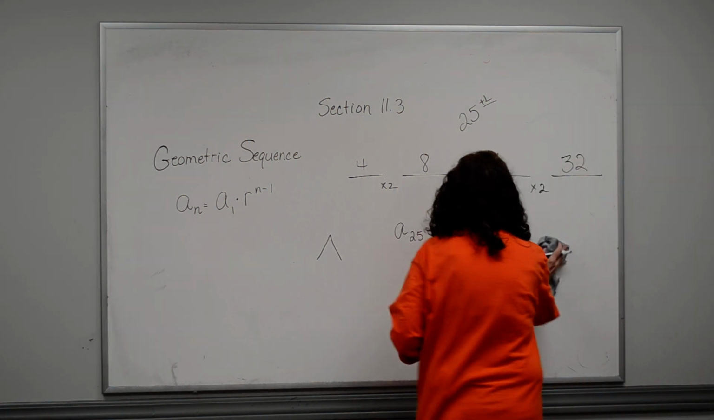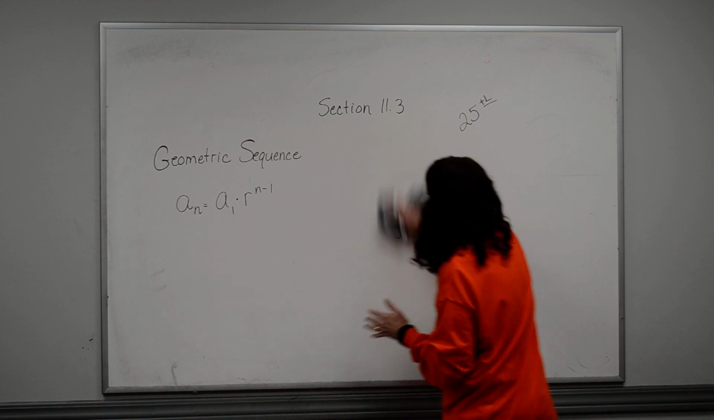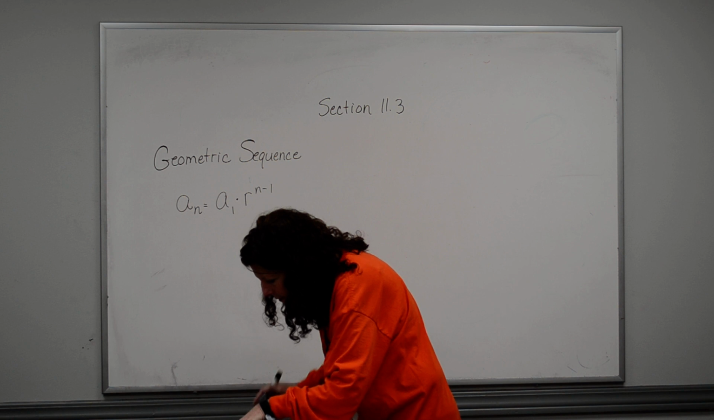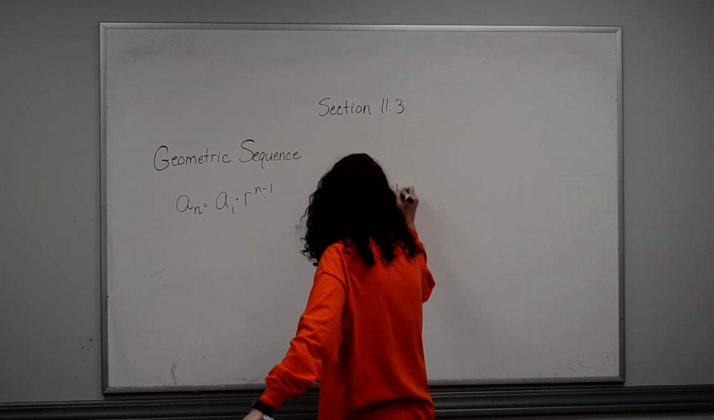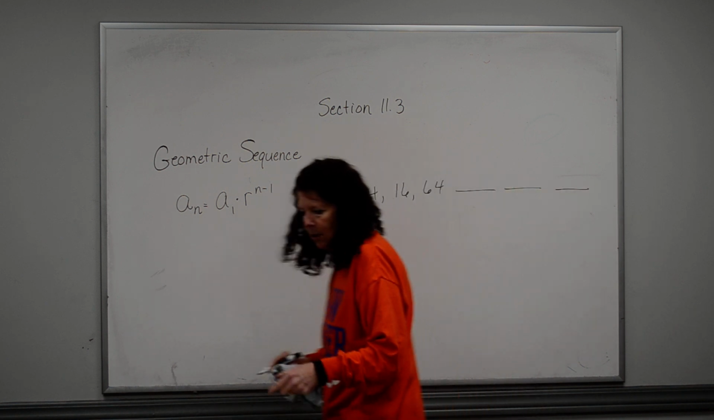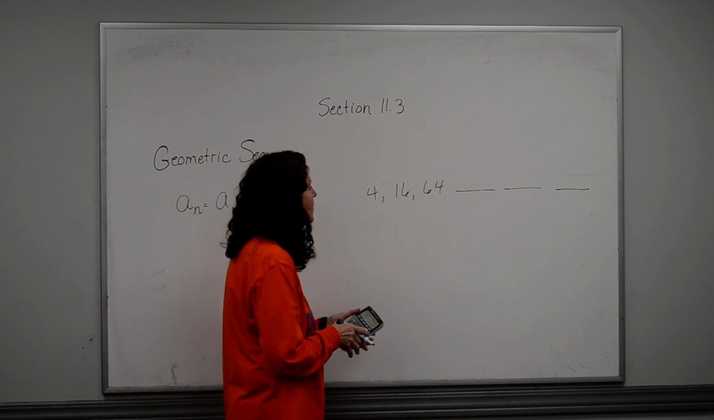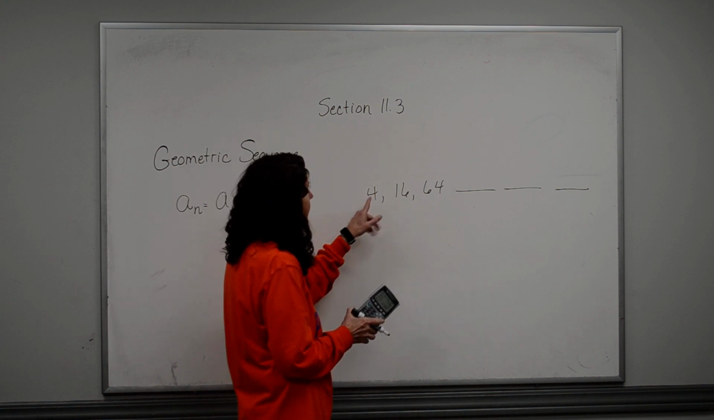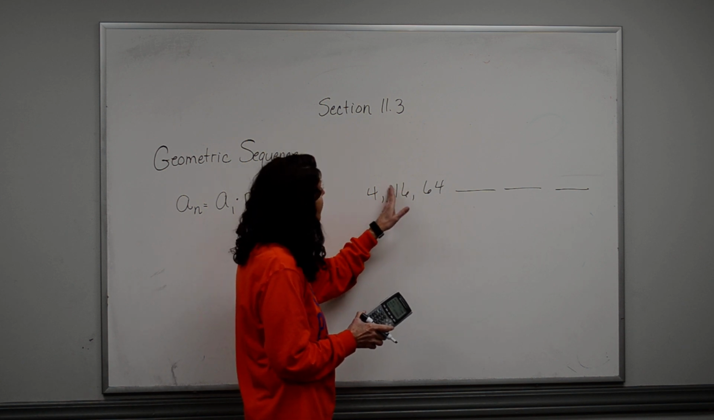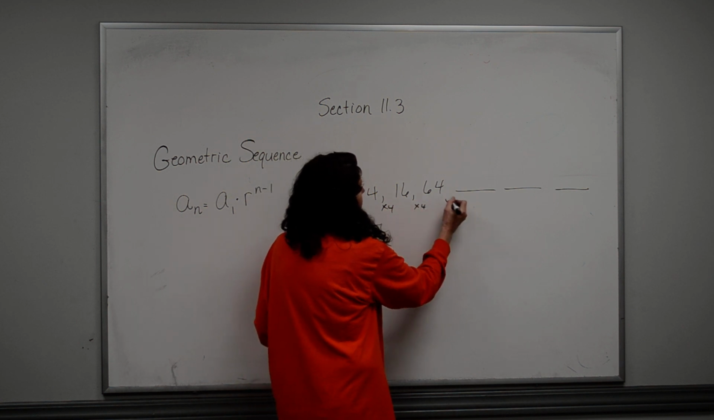They might ask you to find the next few terms, or they might ask you to find the 40th term. You just have to pay attention to what instructions they are giving you. So let's say I had 4, 16, 64, and I want to find the next 3 terms. First thing I have to do is find the common ratio. I can do that any number of ways. I can look at it and go, 4 times what equals 16, or I can say 16 divided by 4 equals what. I know that I'm going to multiply by 4.